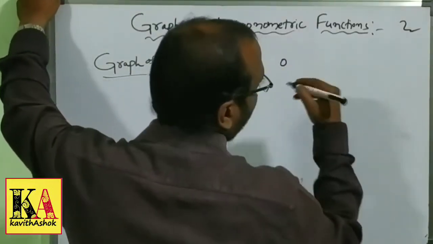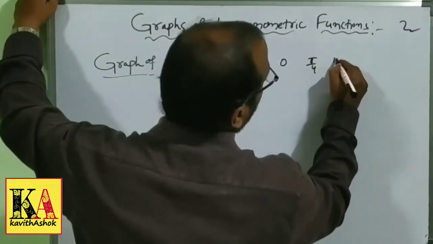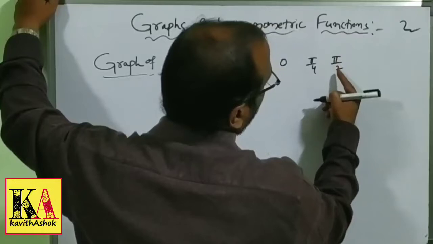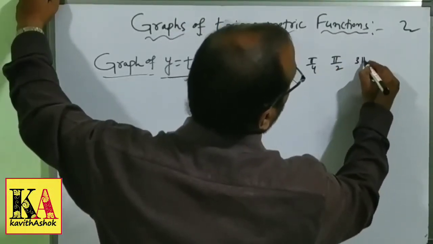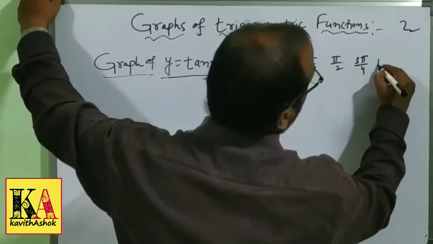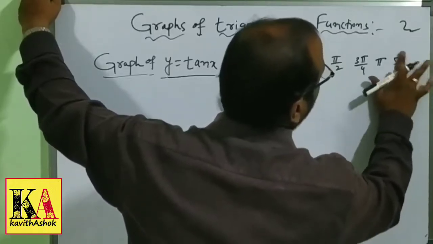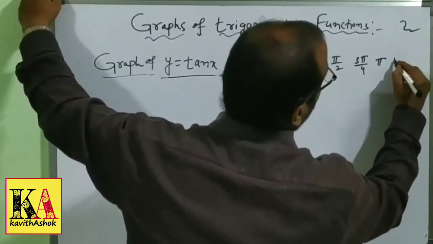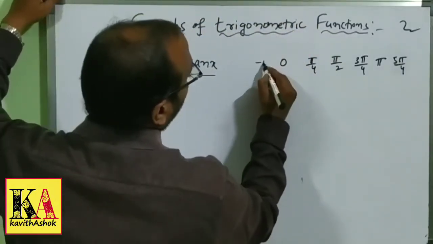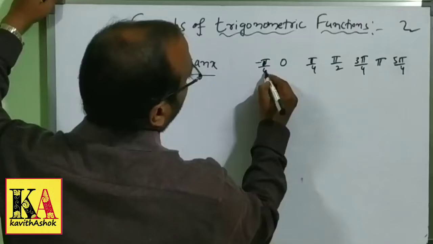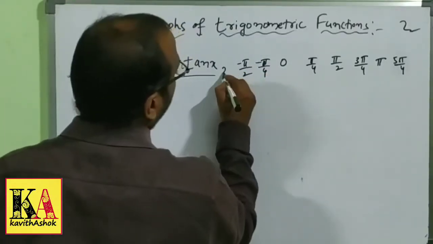0. I am taking one more value here, pi by 4 also. Pi by 4, pi by 2, pi by 2 plus pi by 4 means 3 pi by 4. Next pi, then pi plus pi by 4, 5 pi by 4. So on, up to pi you have to take. Now in the negative side, minus pi by 4 and minus pi by 2, like this. These are the values of x.